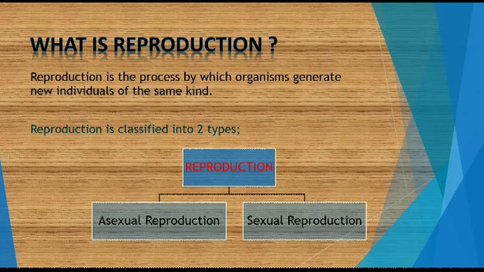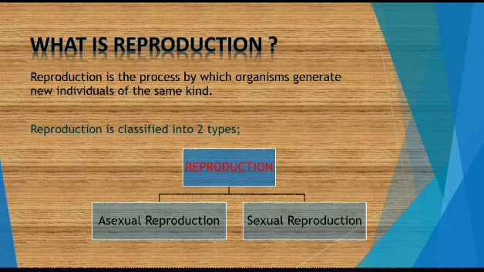Formation of a new individual from their same kind, from the previous one. Reproduction is the process by which an organism generates new individuals of their same kind. It means any organism will generate a new one of their same kind. This is simply called reproduction.